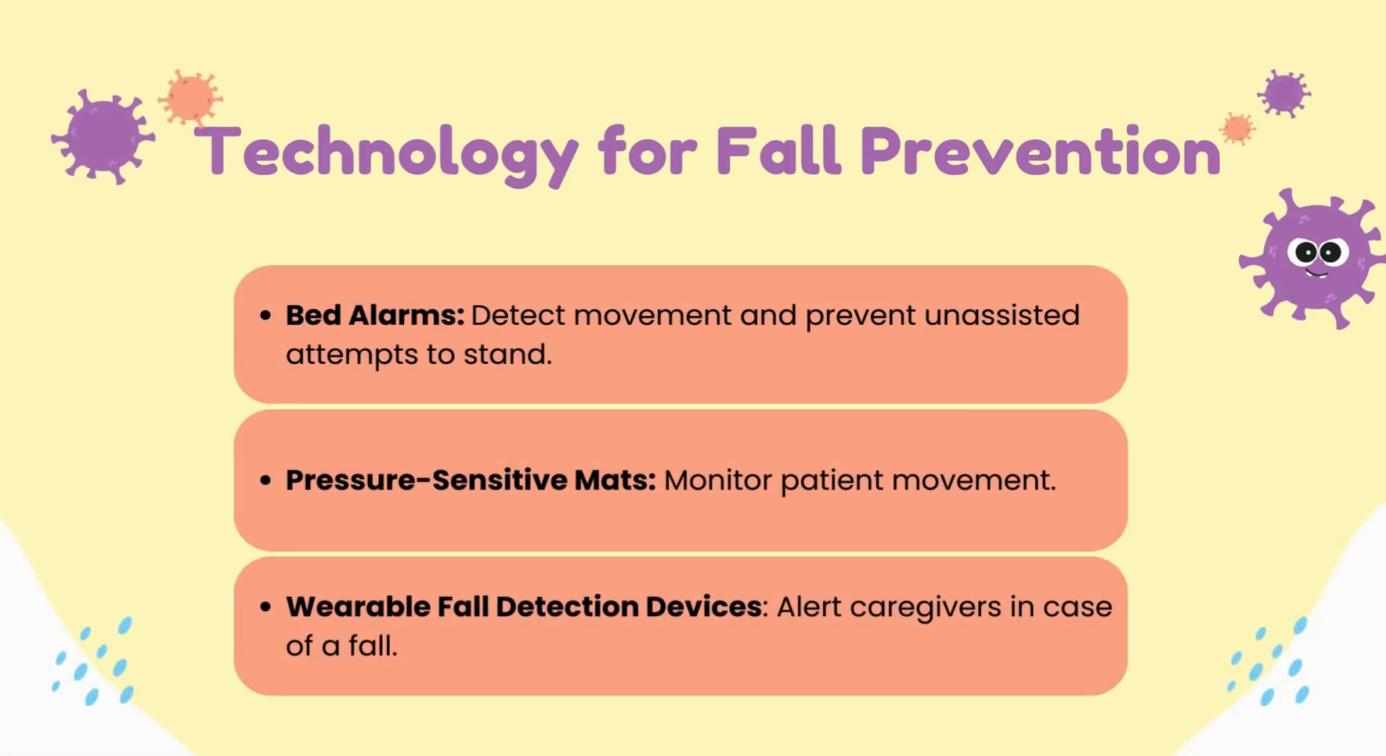Technology plays a vital role in fall prevention by improving patient monitoring and ensuring timely intervention. Bed alarms help detect movement and prevent unassisted attempts to stand, reducing the risk of falls. Pressure-sensitive mats provide real-time alerts when unexpected movement is detected, allowing caregivers to respond quickly. Wearable fall detection devices further enhance safety by notifying caregivers immediately if a patient experiences a fall. Implementing these technological solutions strengthens fall prevention strategies and enhances patient safety.